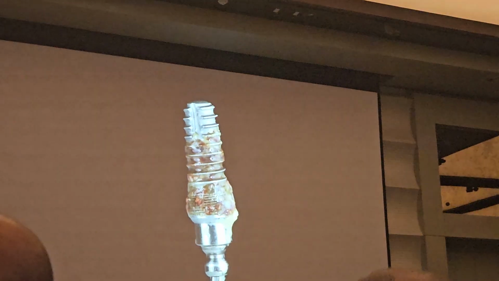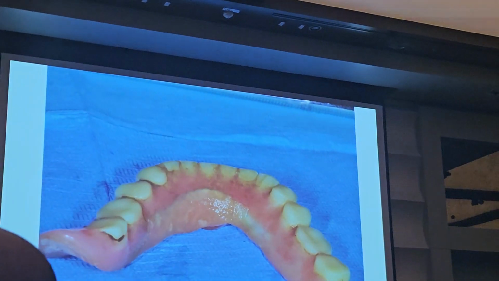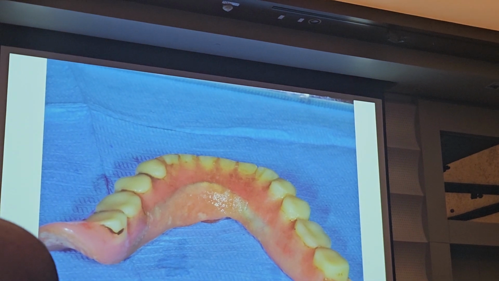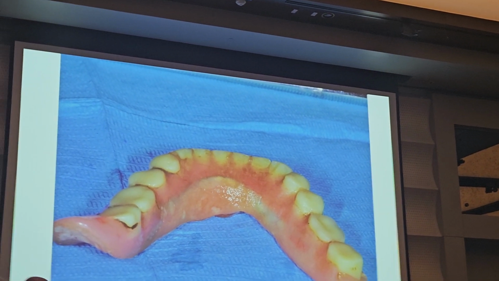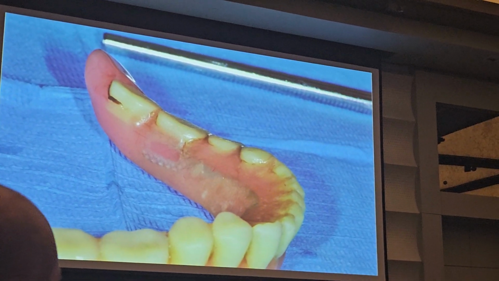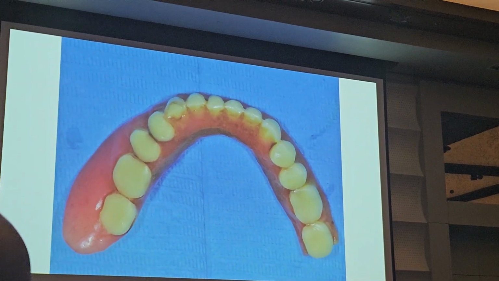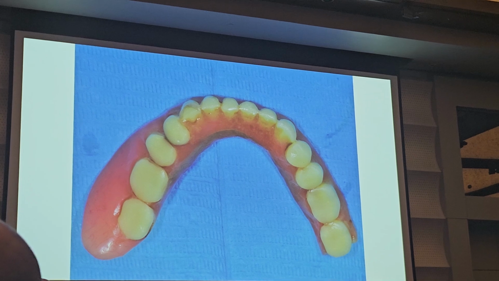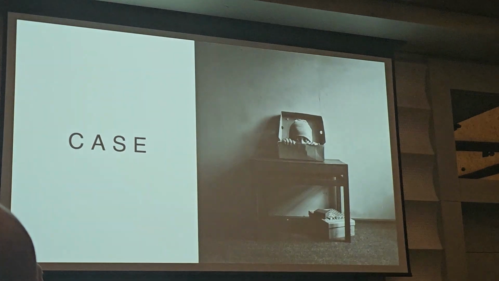Overdentures 8 years later. Look at the wear, okay? So I don't think that all the cases are the same. That's why do not lose time with dentures, okay? There will be others anyway.